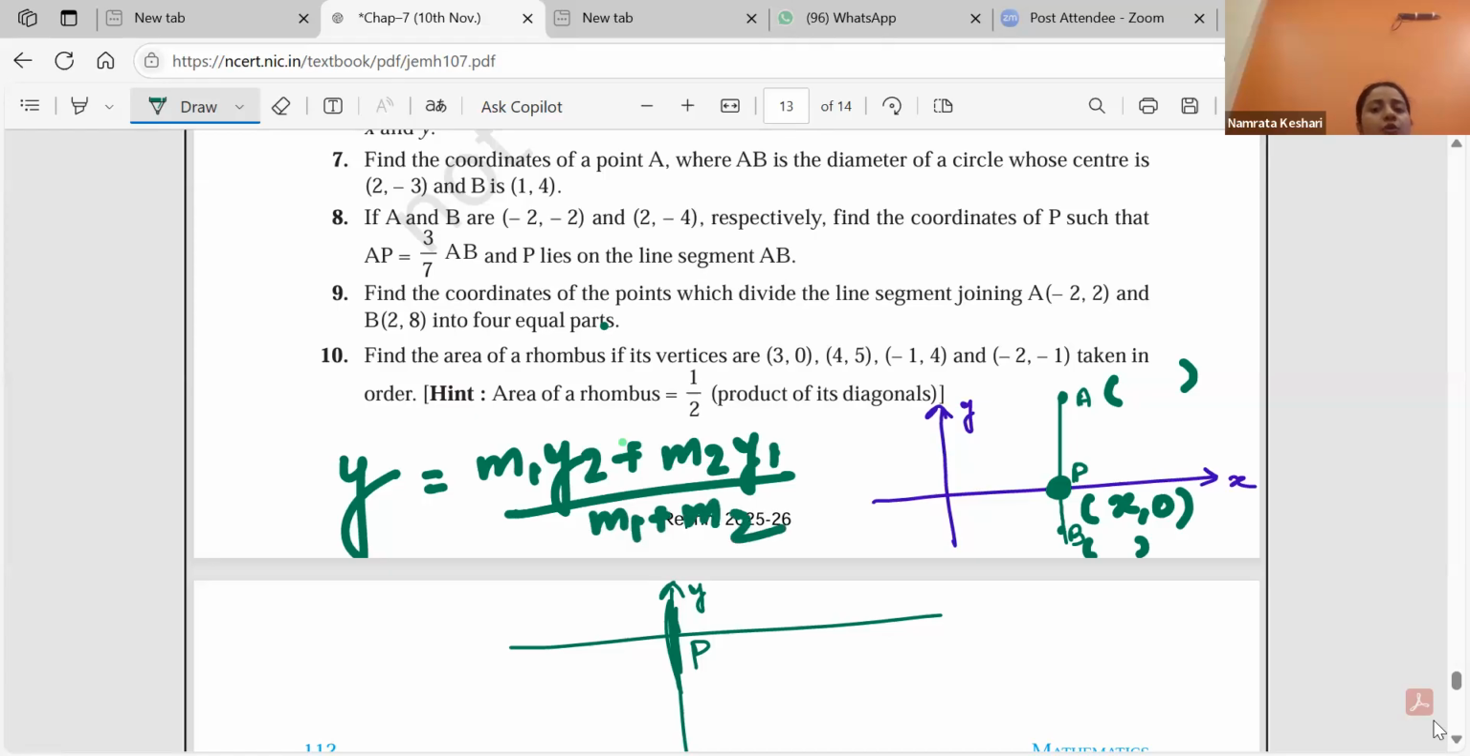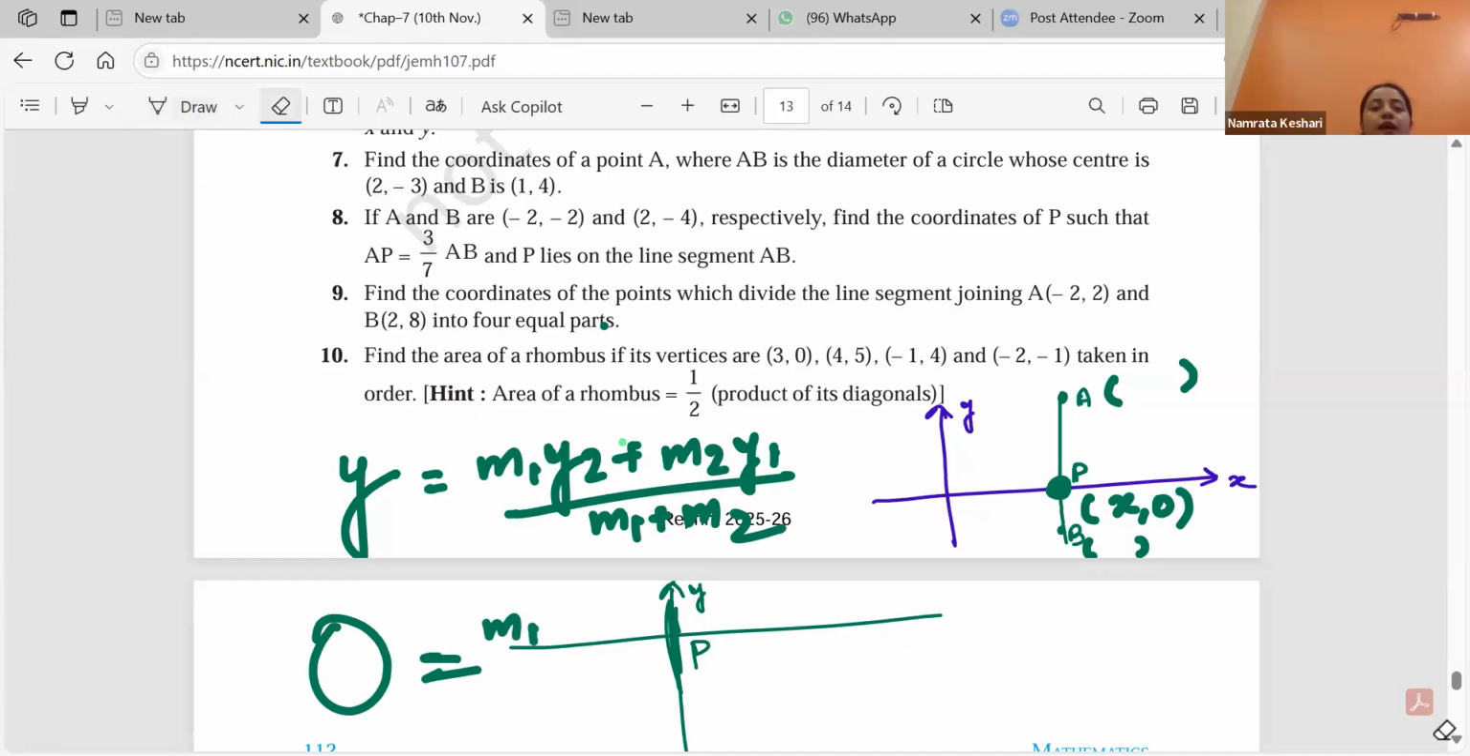We don't know the x coordinate of point P, but why are we sure that y will be 0? Because it is sitting on the x-axis. On the x-axis, every point's y coordinate must be 0. So 0 is equal to the formula, where you drop in all the values. M1 and m2 you don't know, but you will be able to find m1 is to m2. Getting it?